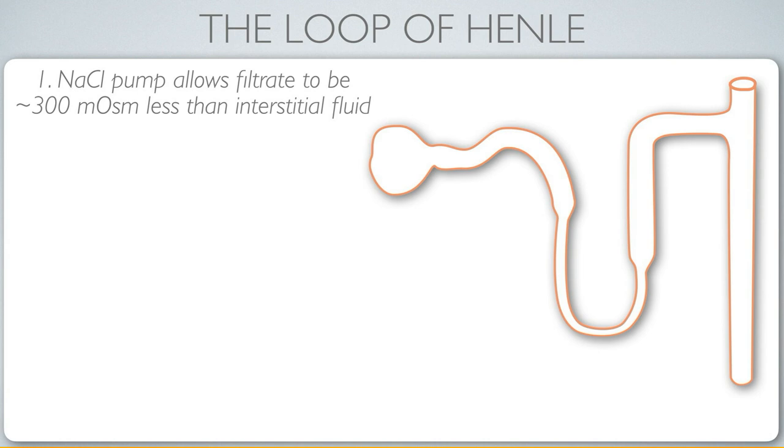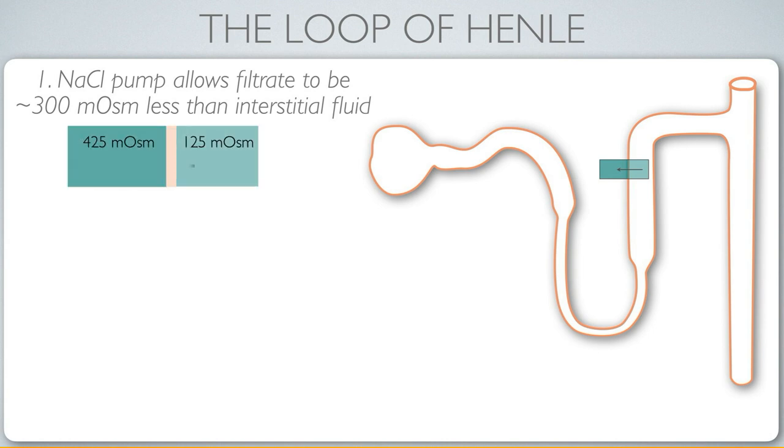You can just imagine the NaCl pump all along that ascending limb. As a consequence of its activity, it's creating a higher concentration of dissolved particles outside the membrane than on the inside of the membrane. It's a difference of about 300 milliosmoles. If we focus in there, by the time we get to the distal tubule, we have an osmolarity of something like 125 milliosmoles inside, and then outside there's 425.